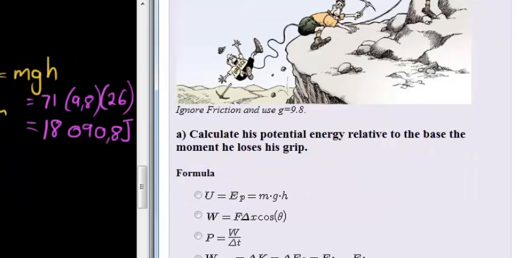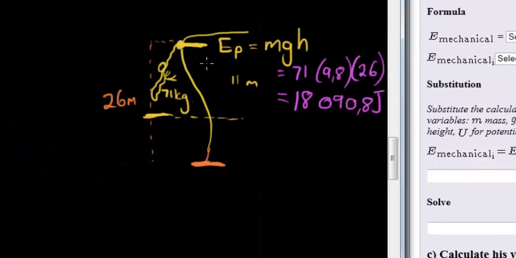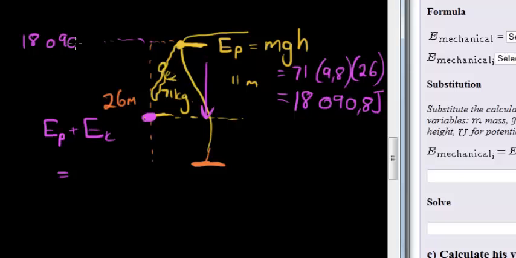Next question. Calculate his kinetic energy after he had fallen 11 meters. Now he's fallen down for 11 meters, and at this point of his fall, we know from the conservation of mechanical energy that the potential energy plus the kinetic energy at this point must be the same as the potential energy plus the kinetic energy in the beginning. In the beginning, he had a potential energy of 18,090.8 joules, but a kinetic energy of nothing because he lost his grip and started falling.